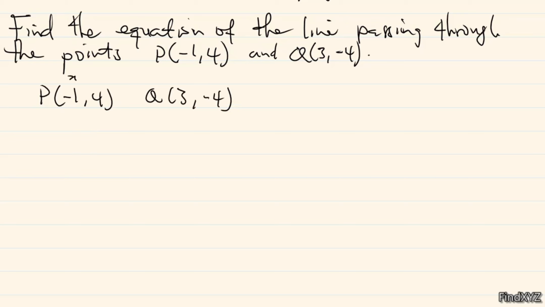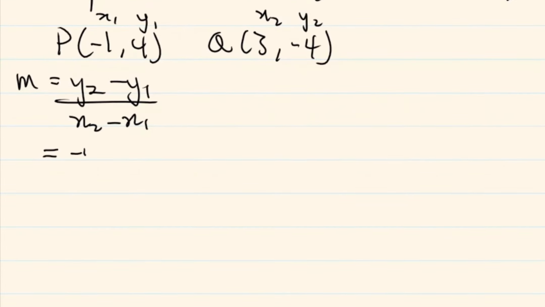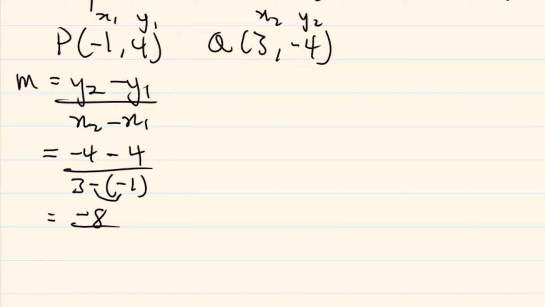Let's label our points. So x1, y1, x2, y2. So our gradient, which is m, is equal to y2 minus y1 over x2 minus x1. So let's substitute in our values. So what is y2? Negative 4 minus y1, which is 4, all over x2, which is 3, minus what is the value of x1? Negative 1. Let's simplify. Negative 4 minus 4 will give us negative 8. Negative multiplying negative will give us positive. So now we have 3 plus 1, which will give us 4. Now how many 4 are in negative 8? That is negative 2. So our gradient is negative 2.